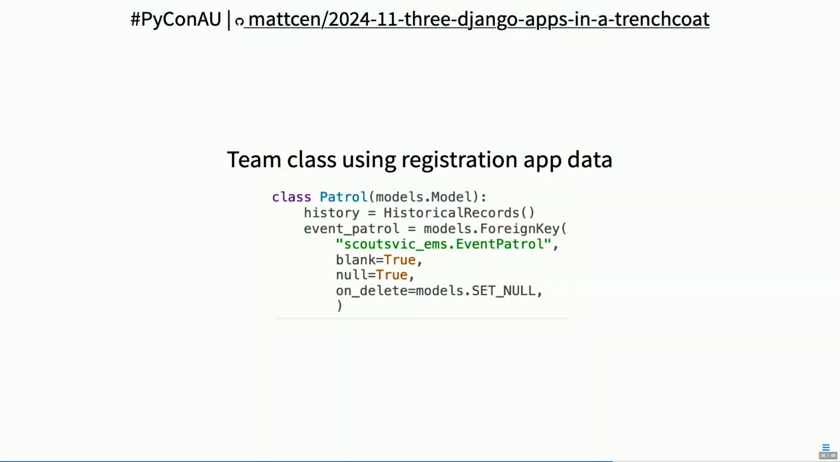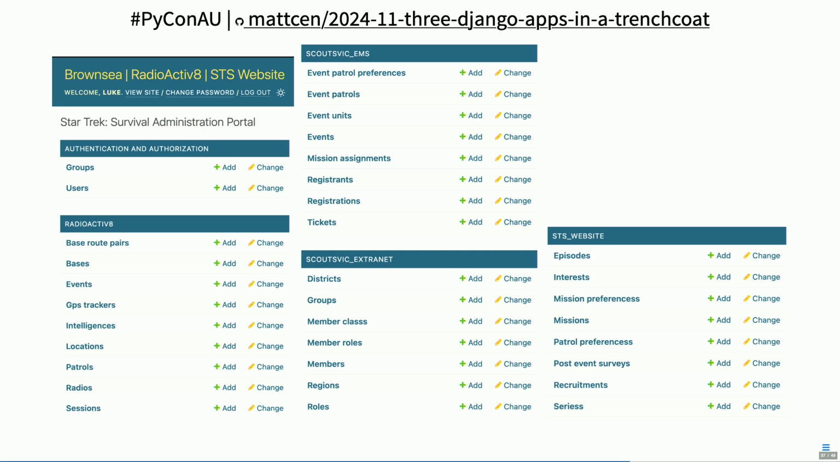Then we can connect our app's data models together. Here we're ensuring that a patrol or team within Radio Activate is directly related to a group of registrants in our registration system, which is SCATSVIC EMS or Brownsea, so that is all tightly integrated. Here we've got an overview of all of the Django models that we used in the collection of our 3 projects. There's a lot here, but I'm only going to cover some highlights.